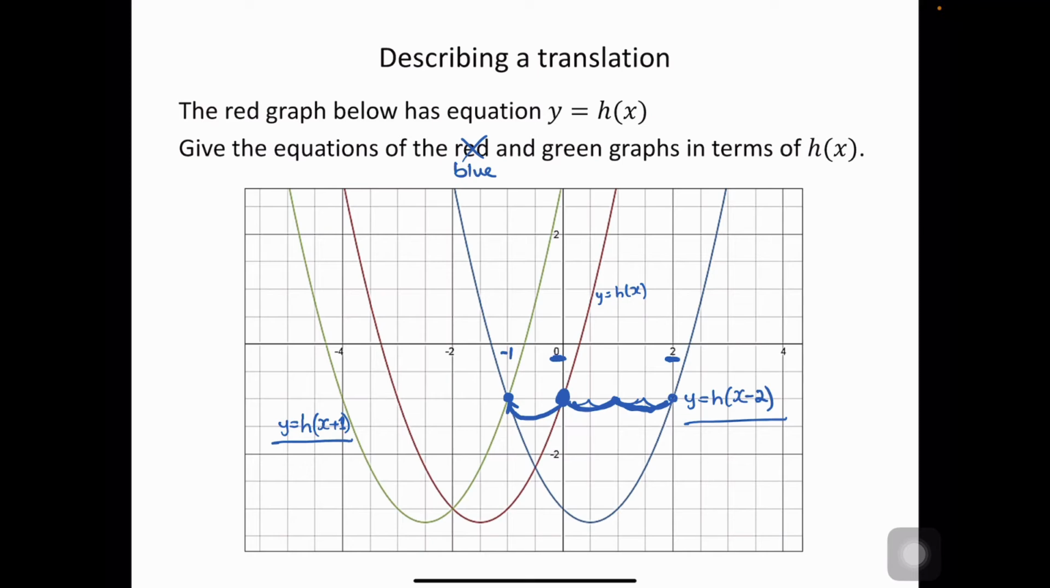You could also say that the blue graph has been translated by the vector 2, 0. So we can say the green graph has been translated by the vector -2, 0, because it hasn't gone up or down and it's gone 2 spaces to the left.